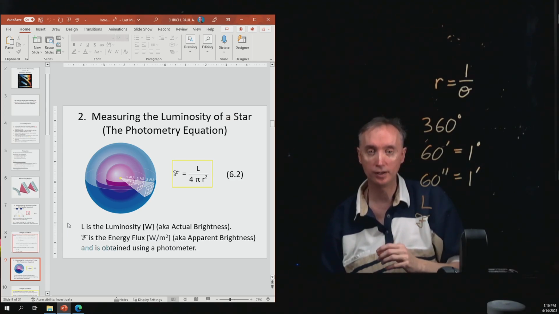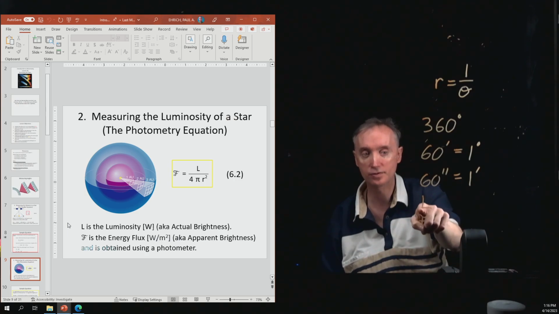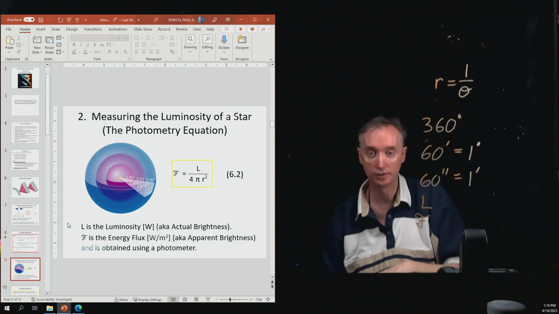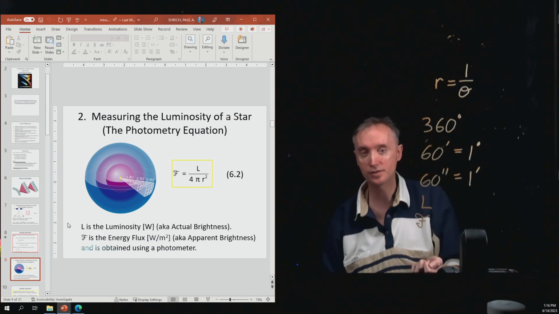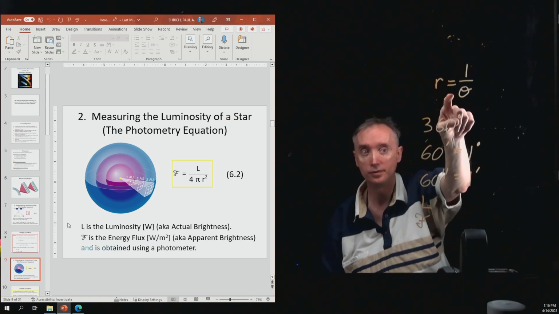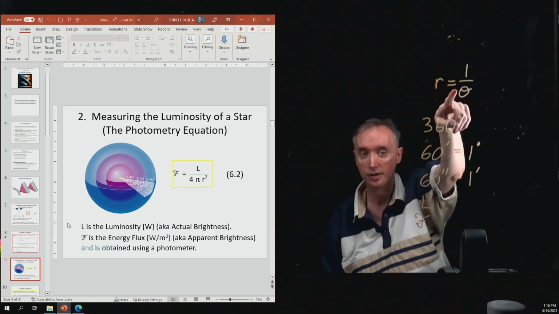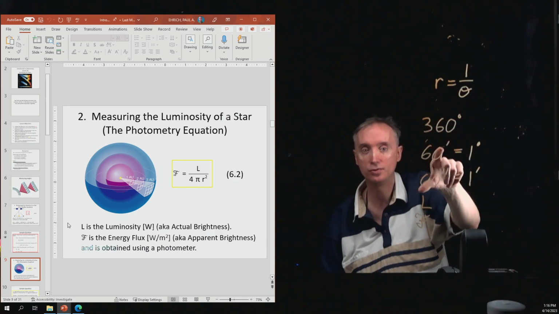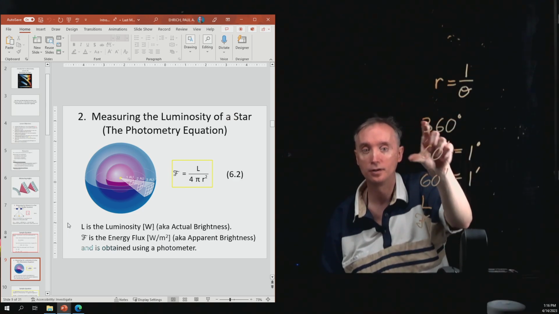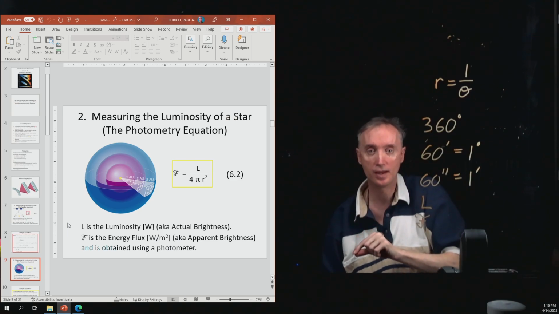So we normally measure the apparent brightness with a photometer. A photometer is a device that measures the apparent brightness of light. We then can calculate the distance to the star, the letter R, by using this technique up here. Then we can take those two numbers, plug them into that formula, and then solve it for the letter L.